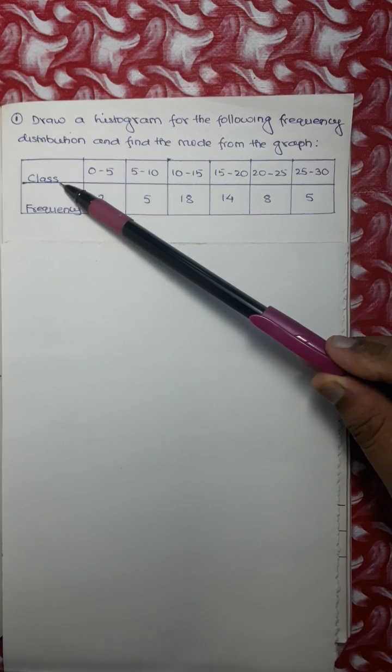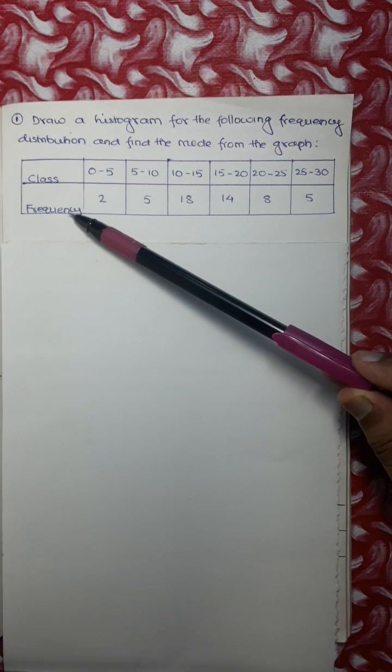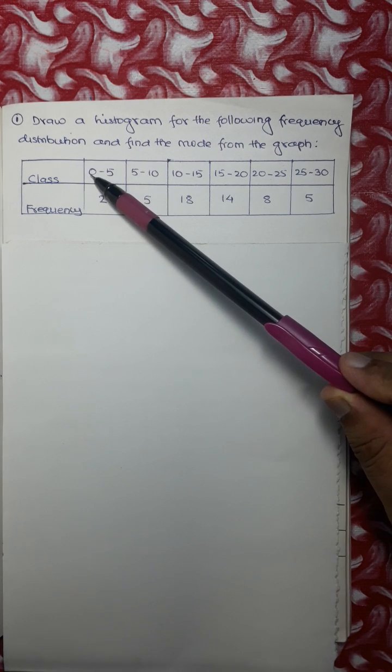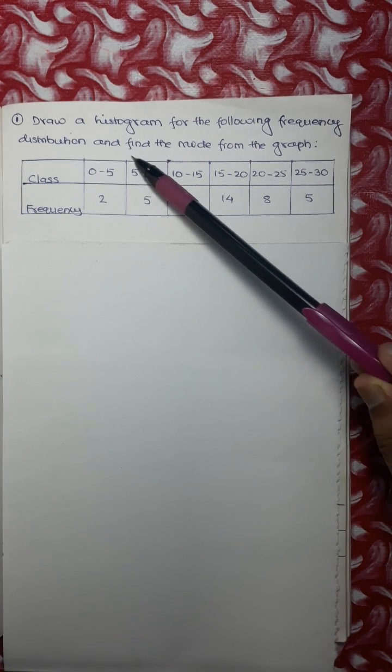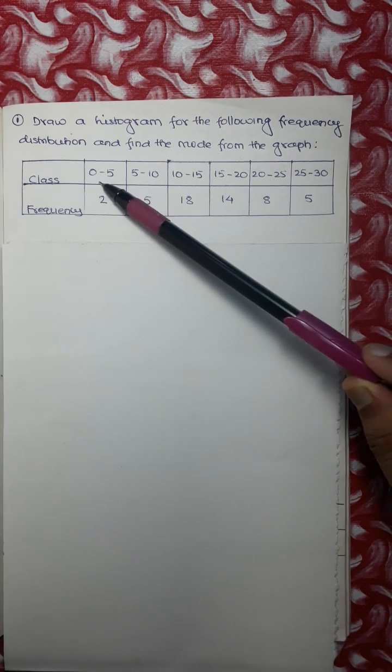Okay. So the distribution is given like this: class 0 to 5, 5 to 10, 10 to 15, 15 to 20, 20 to 25, 25 to 30, and the frequencies are given as 2, 5, 18, 14, 8 and 5. Since it is starting from 0, 0 to 5, 5 to 10, this is an inclusive class, this is an exclusive class interval.